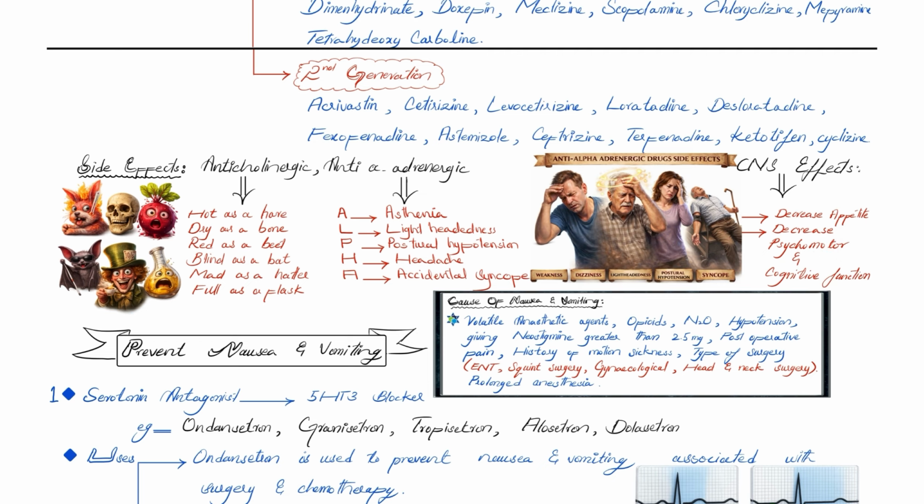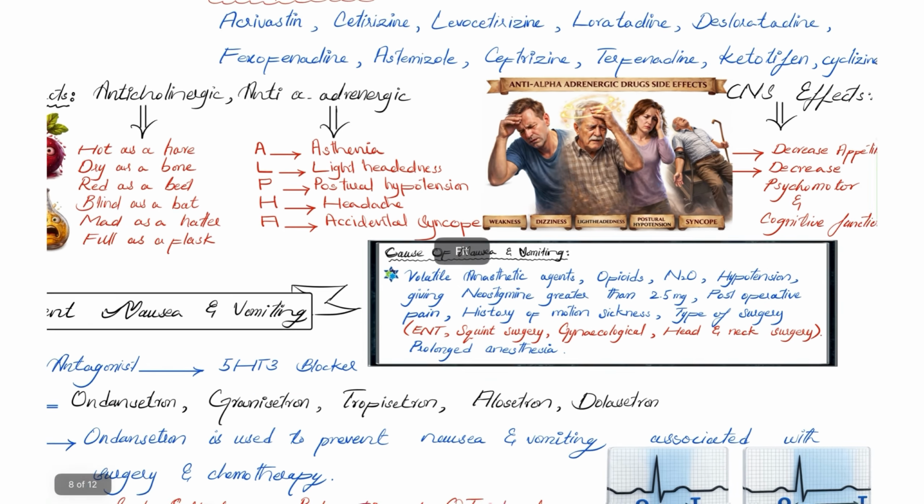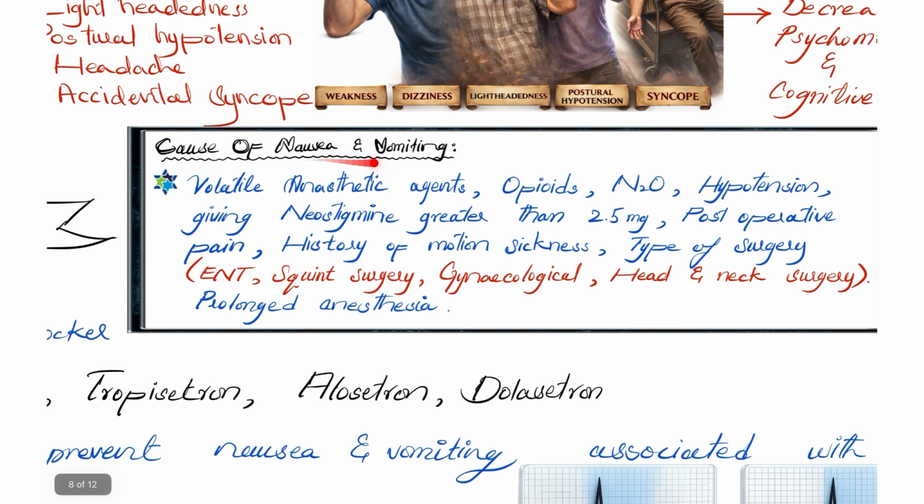Now there is a group of medicines which are used to prevent nausea and vomiting. But first, why are nausea and vomiting caused? Nausea and vomiting can be caused by volatile anesthetic agents, by opioids, nitrous oxide, or the patient is having hypotension, or neostigmine is given greater than 2.5 milligram, or there is post-operative pain, or there is a history of motion sickness, or the type of surgery also affects this.